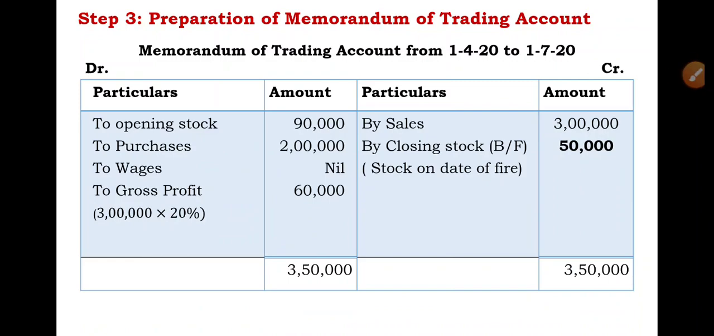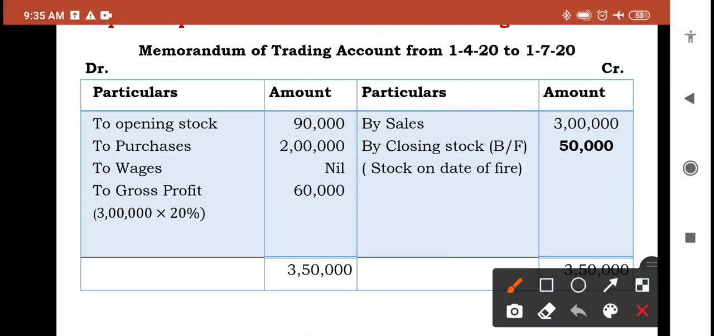How do you record it? Firstly I have recorded opening stock, that is 90,000. How does this 90,000 come? The previous year's closing stock will be the present year's opening stock, which means from the previous year's trading account. We recorded closing stock as 90,000, so for the memorandum of trading account it will be the opening stock. The same is carried down. And next purchases 2 lakh, wages is not given, so that is mentioned as nil.